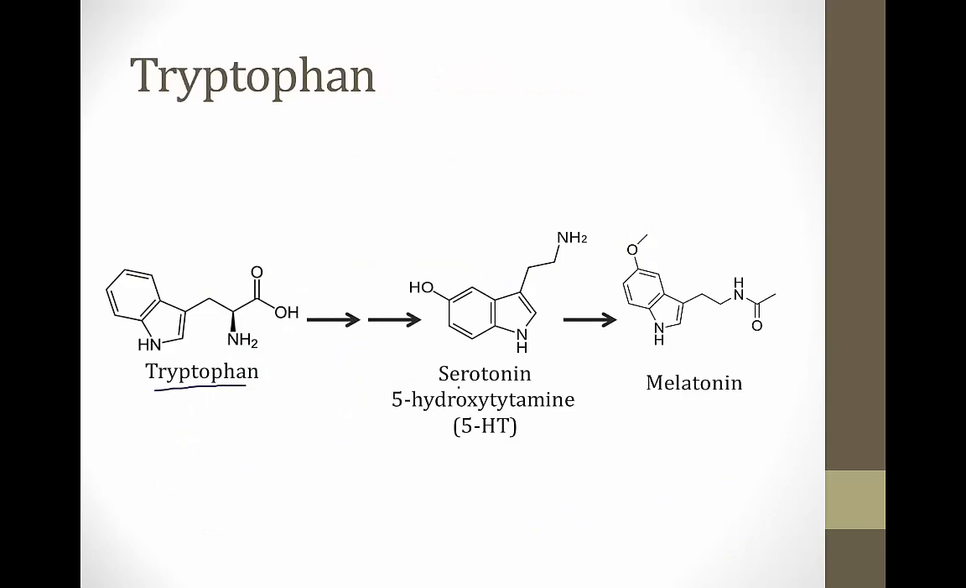Once tryptophan's been converted to serotonin, serotonin can be metabolized to melatonin. You may know that melatonin is secreted by the pineal gland in the brain, and it's used to regulate our sleep-wake cycle and our circadian rhythms.